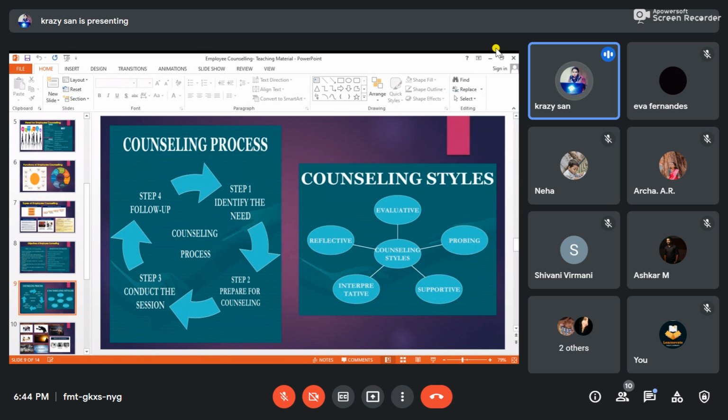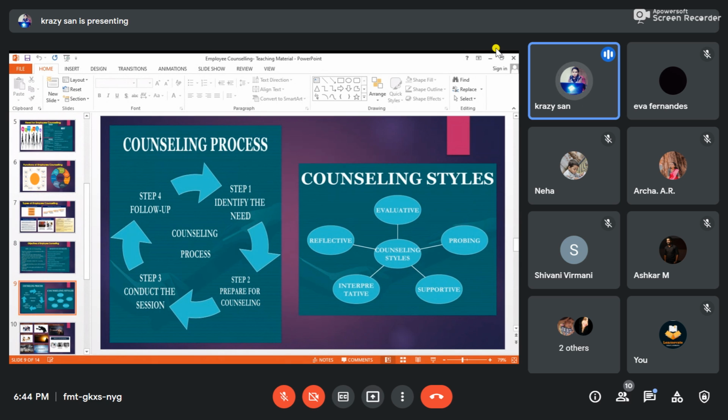And at this stage, the counselor should patiently and carefully listen to what the subordinate has to say and respond in a very calm way. Any movement which distracts the subordinate's attention should be avoided. So, counselors should control their feelings and emotions in such a way as to convey warmth and concern for the subordinates. So, this is identifying the need.